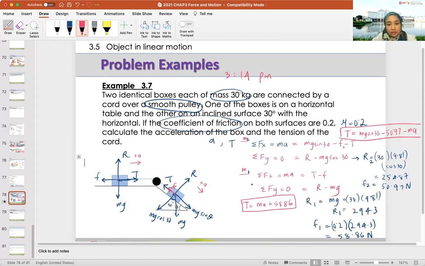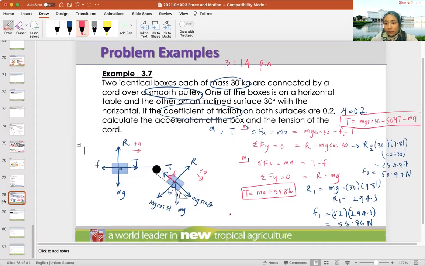Okay, T and T sebab dia sama. Cuba tempat. Okay. So we write it here. MA is 30. A tak tahu. 58.86. Can someone calculate what is mg sin 30 minus 50.97? Tak belah sikit. So it's mg. M is 30 times 9.81 times sin 30 minus 50.97. So I get 96. Tolong double check kadang-kadang saya salah kira. 0.18 minus 30A. Okay, so now I have this equation.